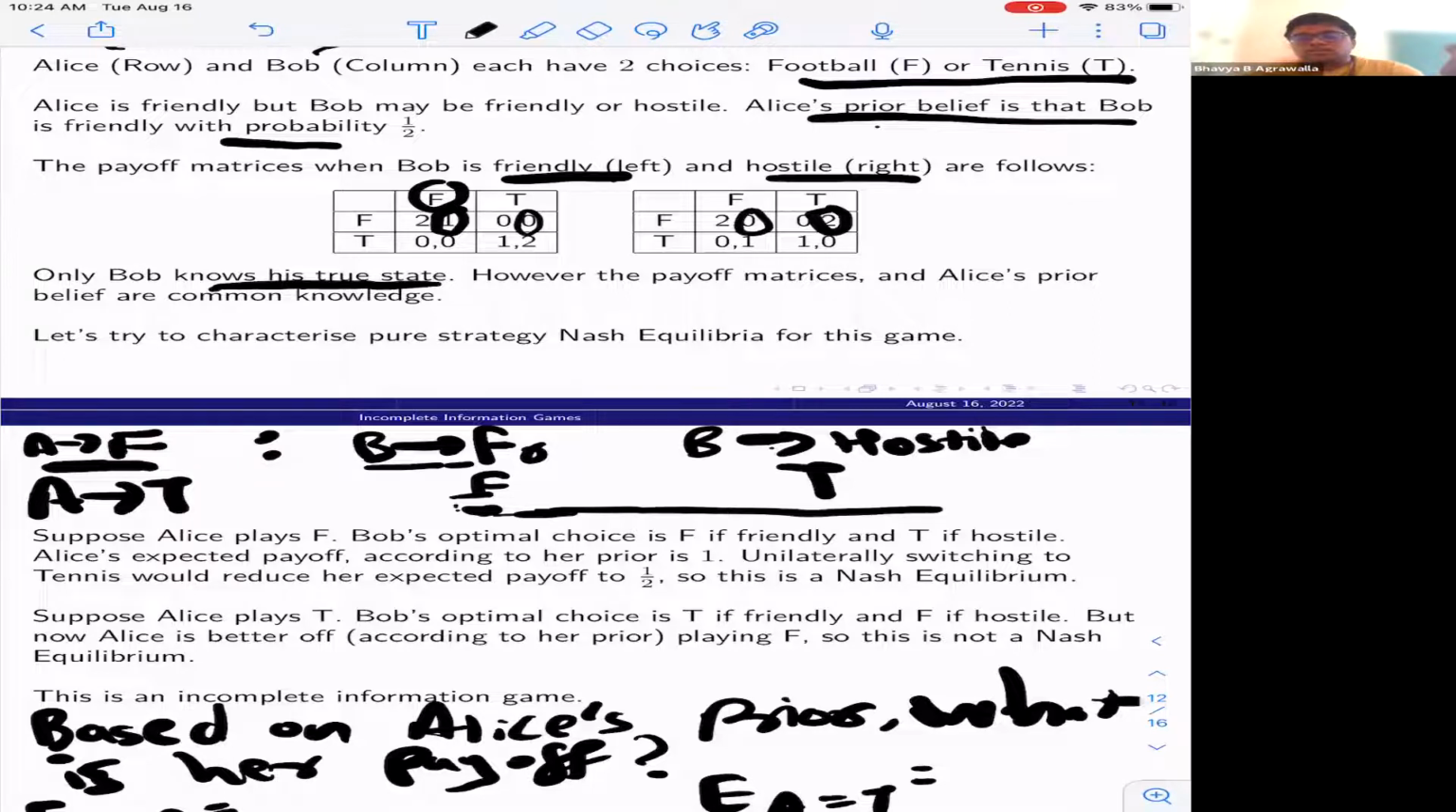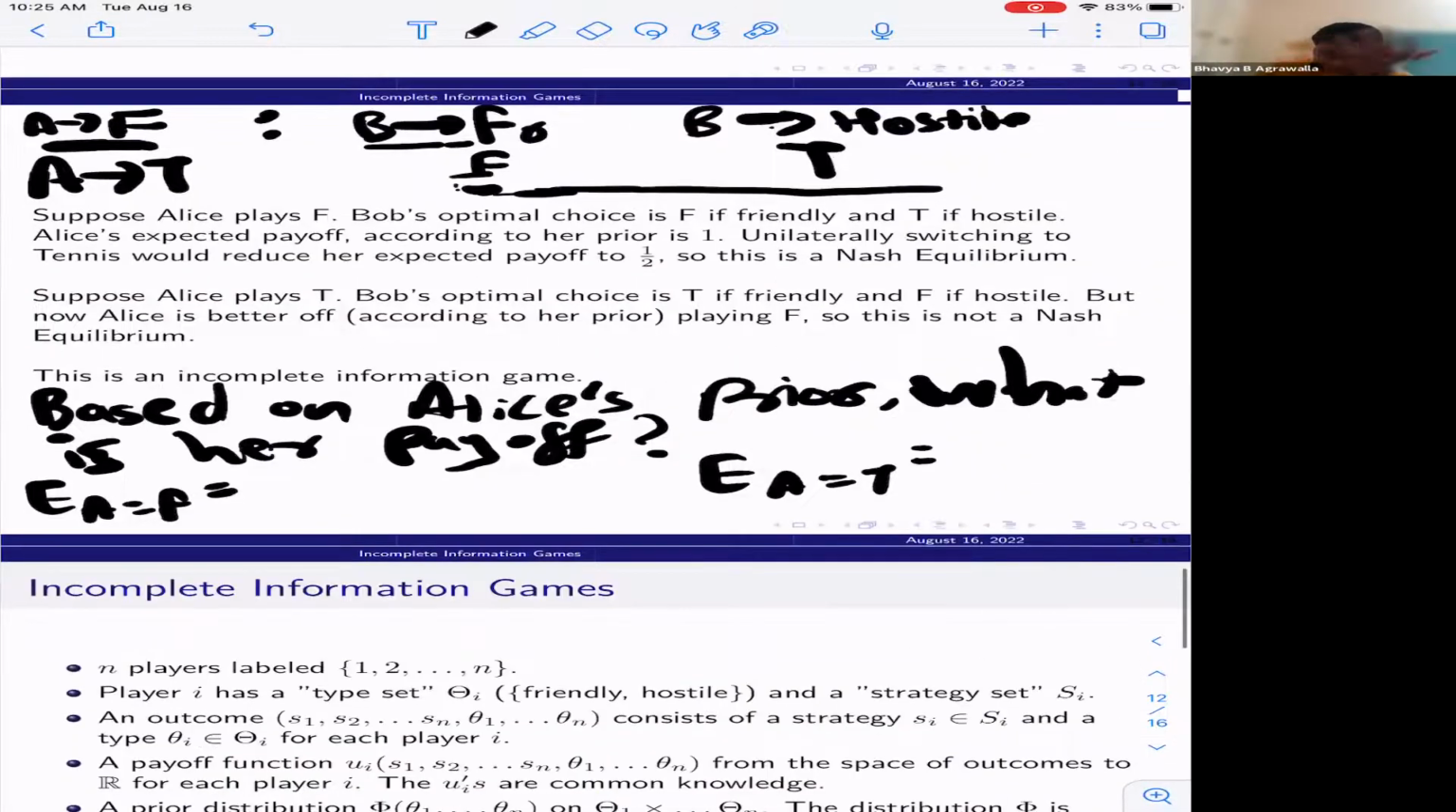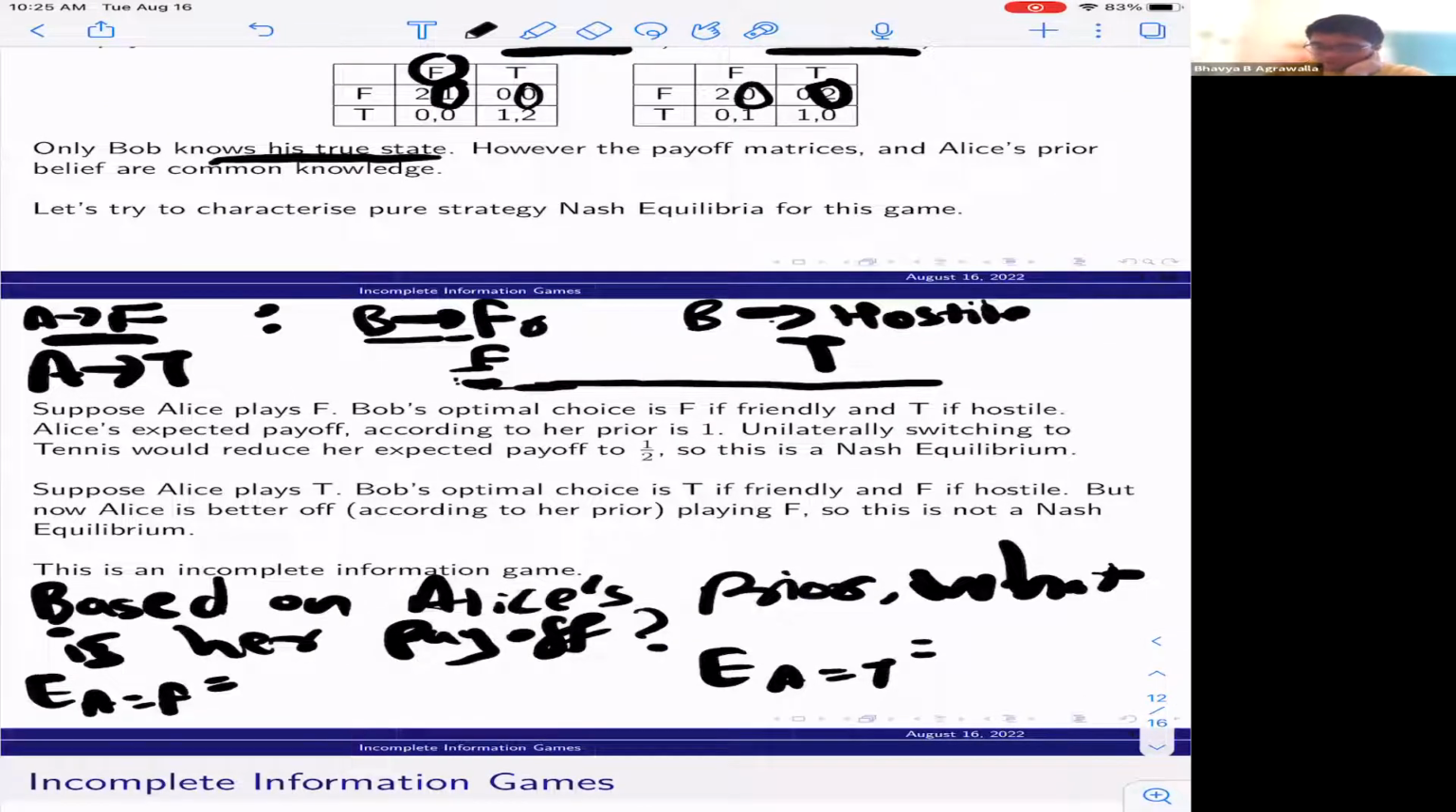So she knows that her state is friendly, and if Bob is friendly, he will play football, and if Bob is hostile, he will play tennis, and both of these things can happen with probability half. So based on Alice's prior knowledge of the world, what is her expected payoff? If both of them play football, which can happen with probability half, that's half into one when Bob is friendly, and when Bob is hostile, it's just zero. So it's half.